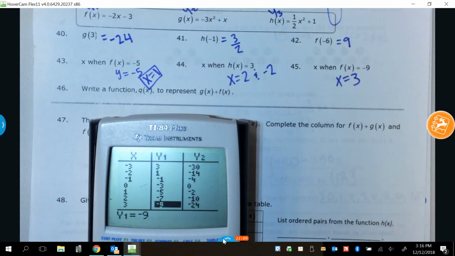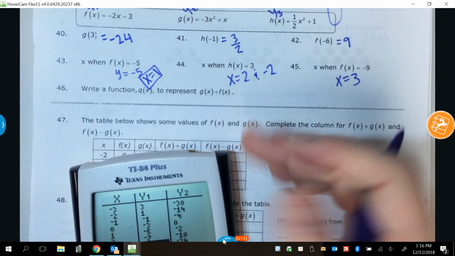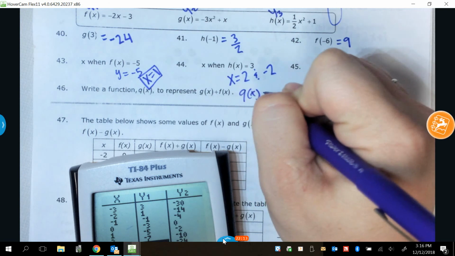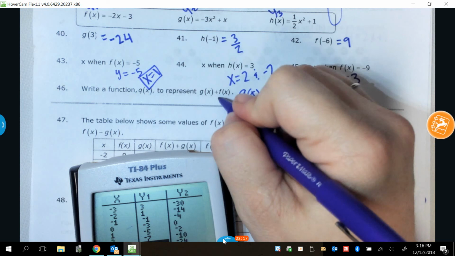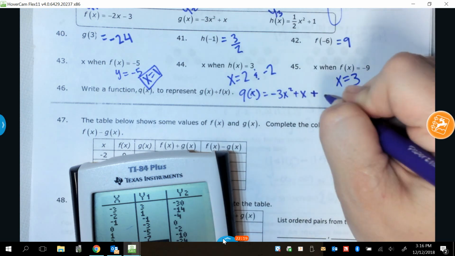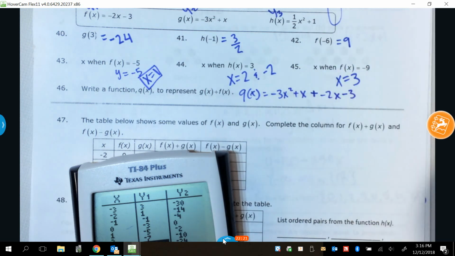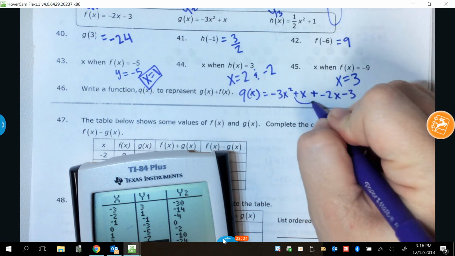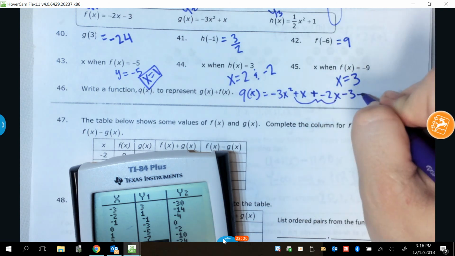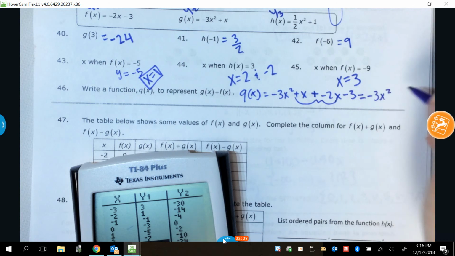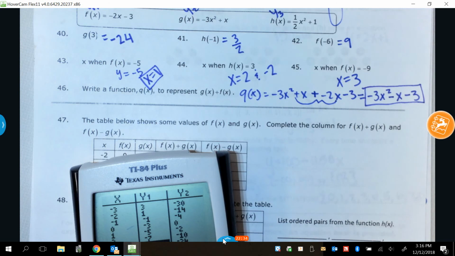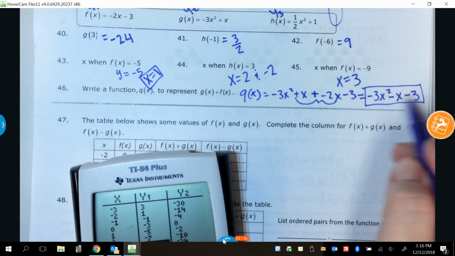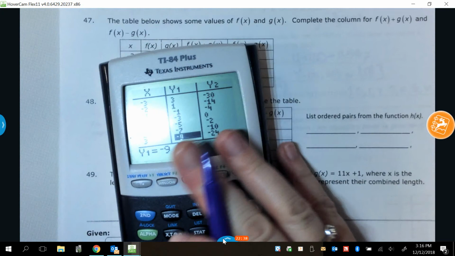Now it says write a function q of x to represent g of x plus f of x. So we know q of x equals g of x, which is negative 3x squared plus x, plus f of x, which is negative 2x minus 3. Combine our like terms, which are just these middle two, and this equals negative 3x squared minus x minus 3. Okay, you could type this in the calculator, type this in y1, this in y2, and see if they match.